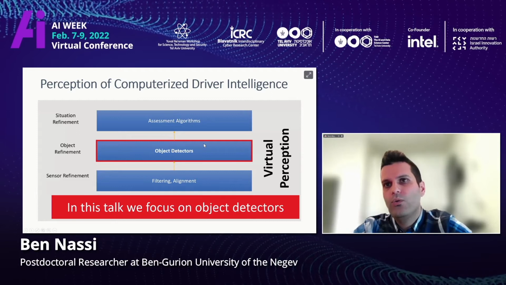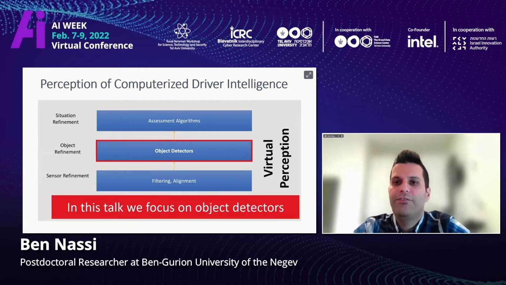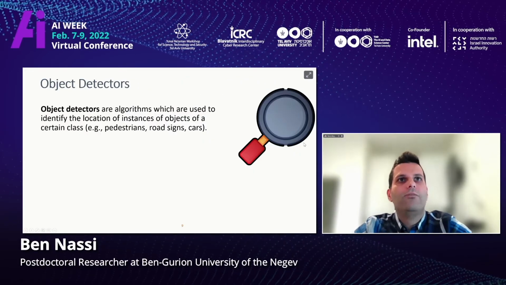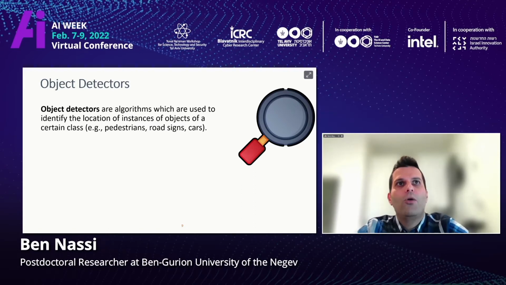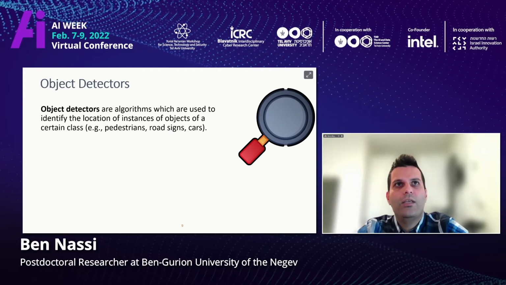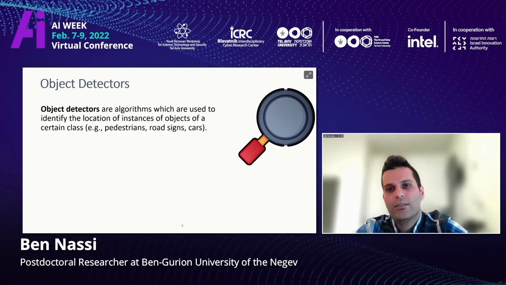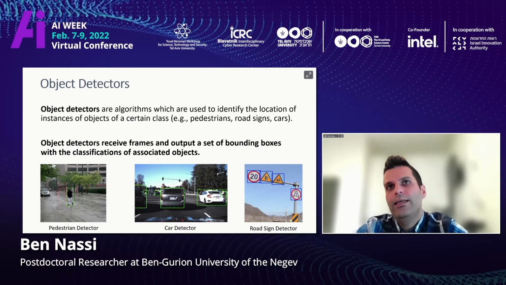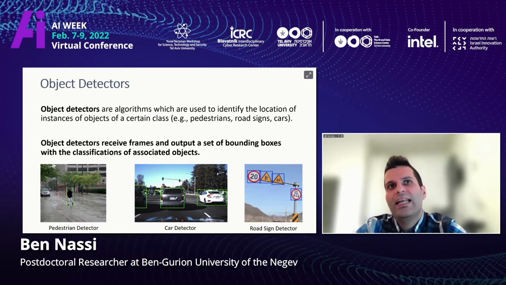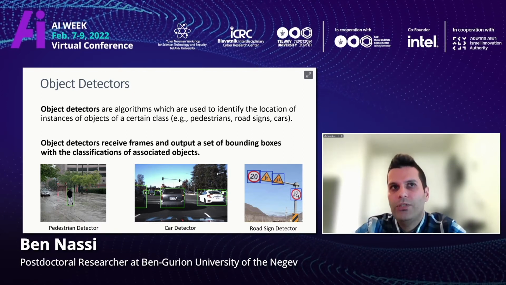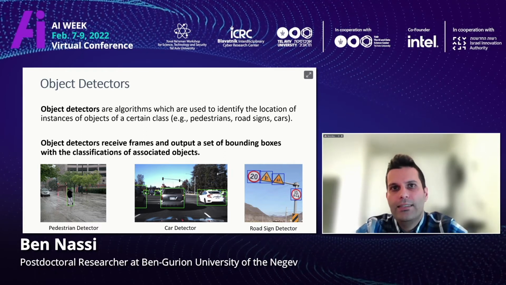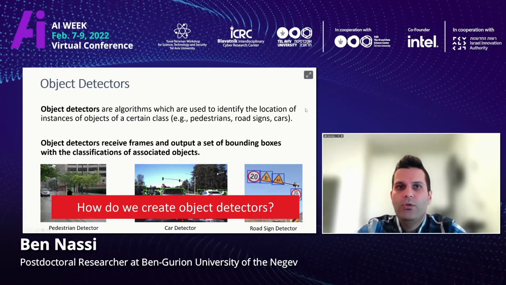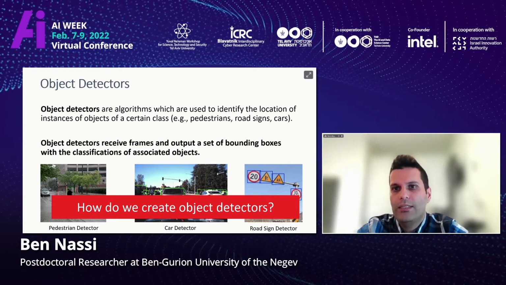And the focus of this talk is basically the third layer, which is the object refinement layer and object detectors. Now, for those of you who are not familiar, object detectors are algorithms which are used to identify the location of instances of objects of a certain class. They receive frames as input, and they output a set of bounding boxes with the classifications of the associated objects. As you can see, there's an example for a pedestrian detector, a car detector, and a road sign detector.